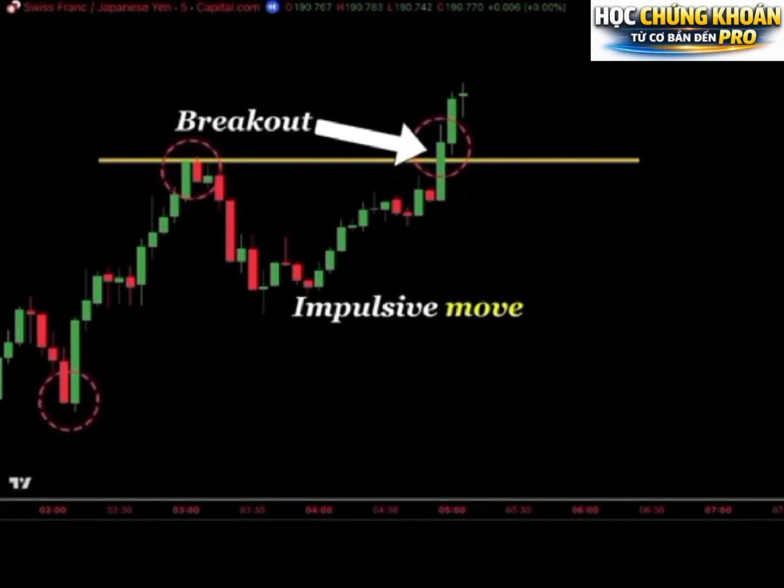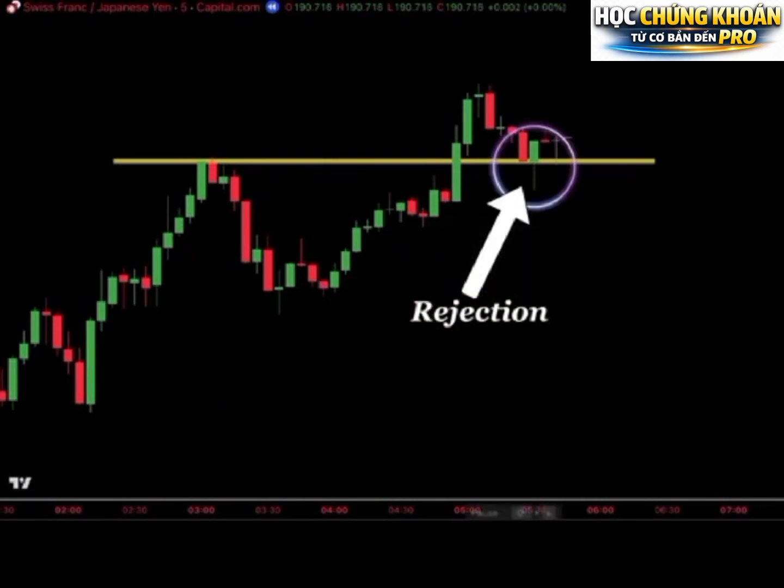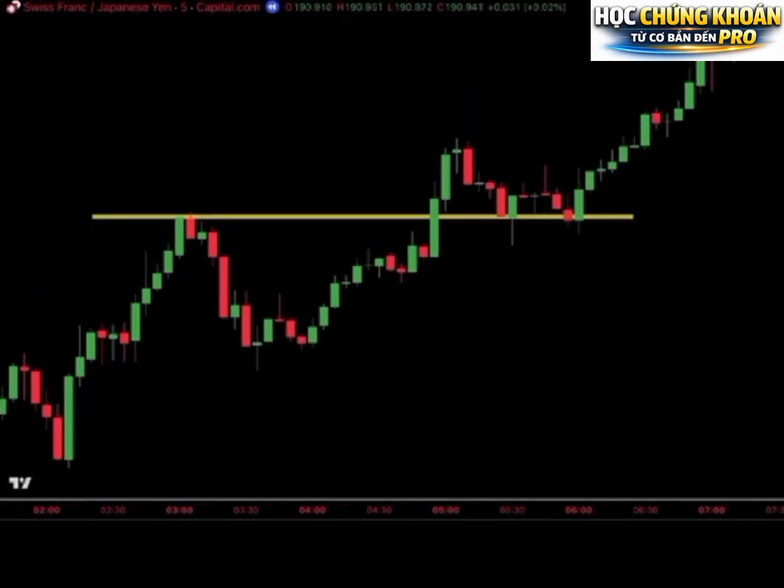This is where we shift our attention, because this level becomes a reference point to identify the end of the retracement. As price reaches this support level, we start looking for signs that buyers are stepping in again. And as you can see in this example, the market reacts at this level, gets rejected, and then starts moving upward again. This movement marks the beginning of the next impulsive move.